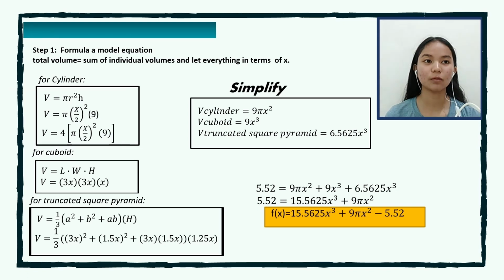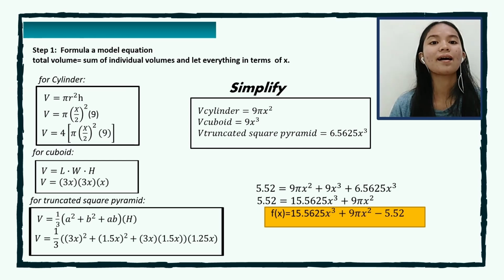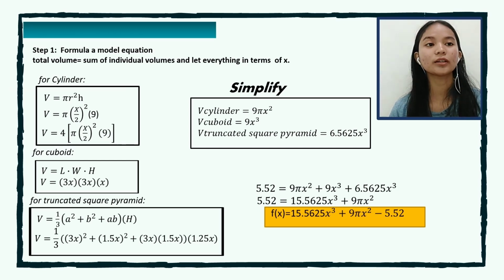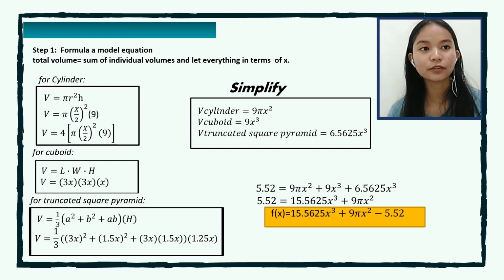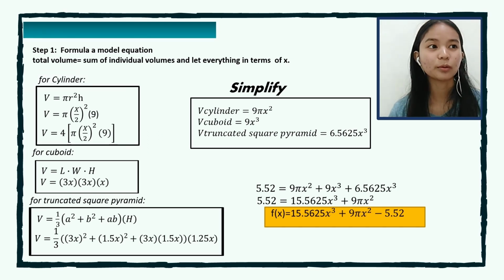Simplifying the equation, we get volume of the cylinder equals 9 pi x squared. Volume of the cuboid equals 9x cubed. And the volume of the truncated pyramid equals 6.5625 x cubed. Now we can have a model equation that equals the total volume which is given in the situation, that is equal to 5.52.